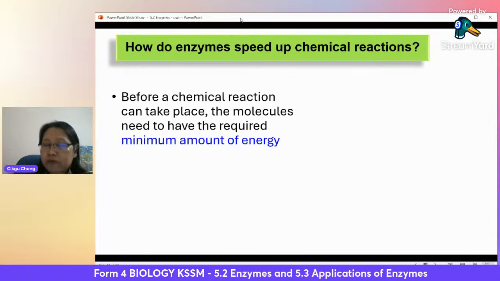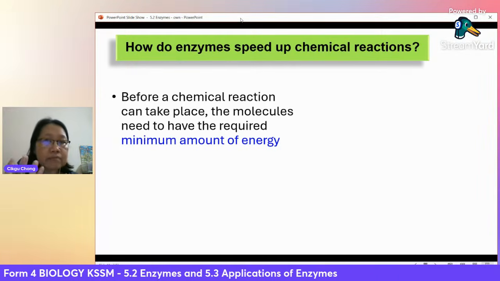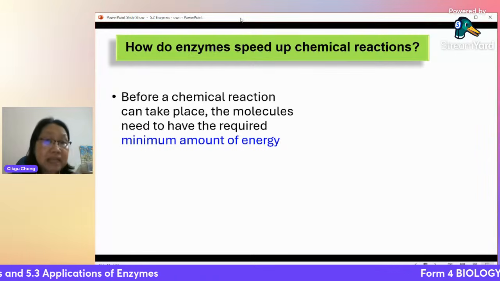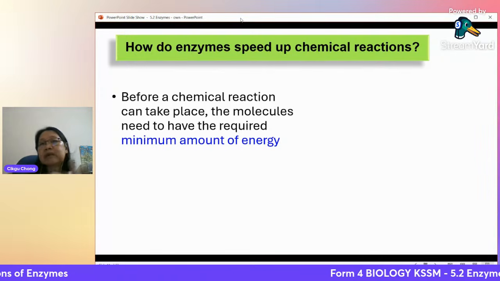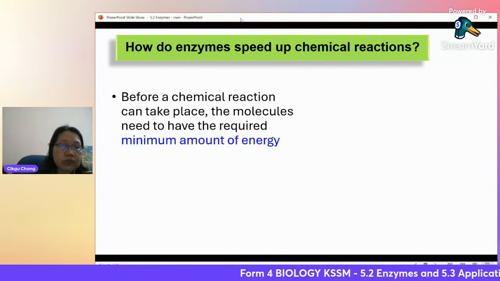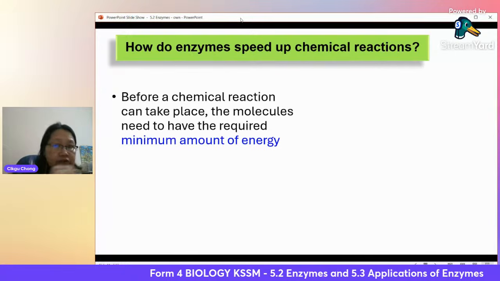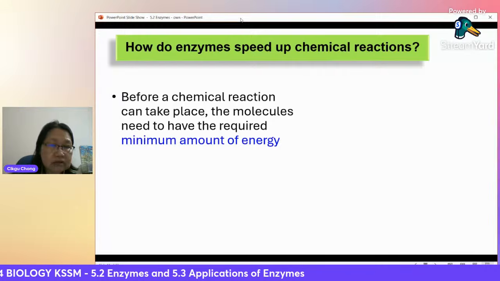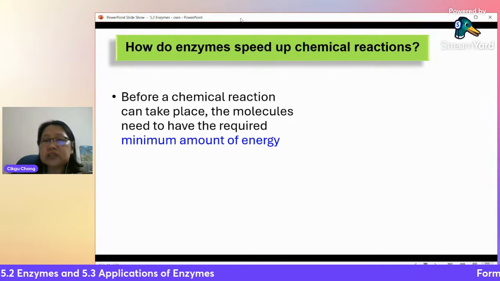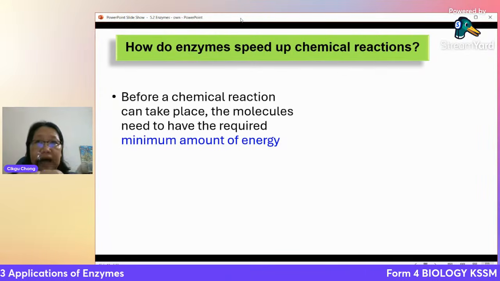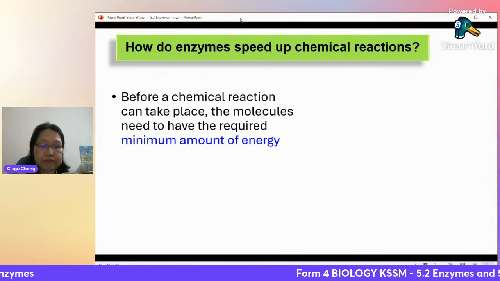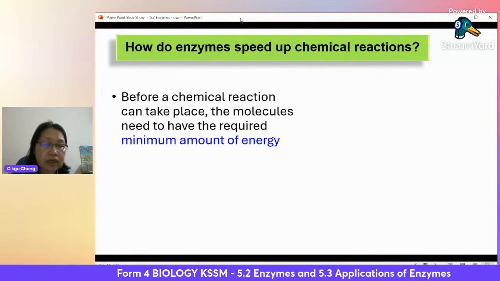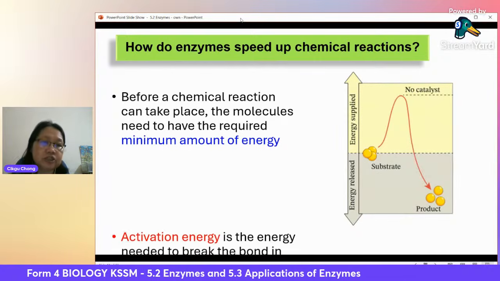So before a chemical reaction can take place, it must have enough energy. It must have the required minimum amount of energy. So imagine if you have 2 molecules, they don't move, they don't have enough energy. That means they don't move around, they don't meet each other. Your A is not going to combine with B because they will be separated, isn't it? So you need to have enough energy in order for them to collide, meet up, and then they can join up. So this minimum amount of energy that is needed is called activation energy.